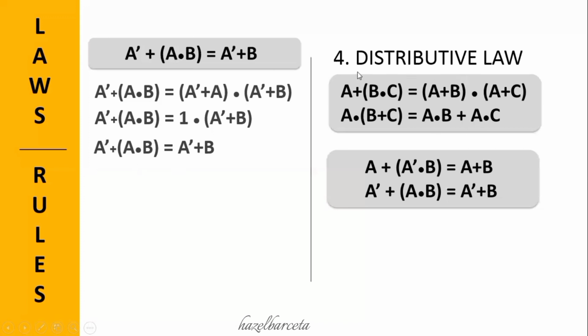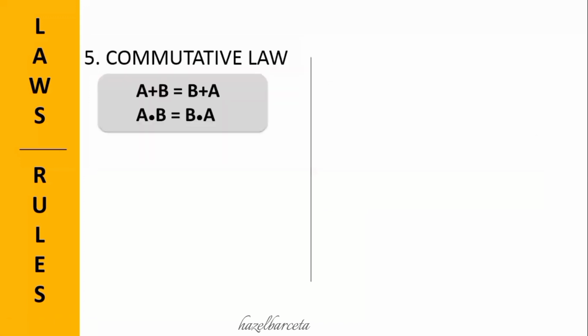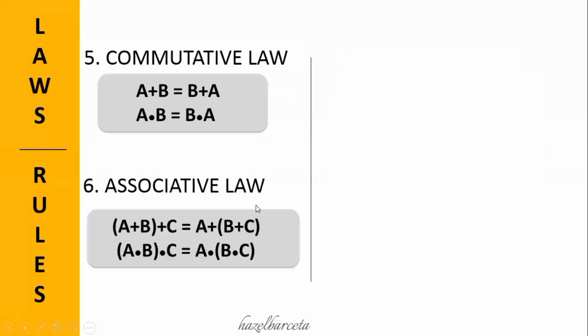So, okay. We have 4 in distributive law. Okay. Chill muna tayo. Dito, nasa dugo nyo na po ito, commutative law. A plus B is equal to B plus A, A times B is equal to B times A. Very good. So, kabisado nyo na po yan. The associative as well. The quantity of A plus B plus C is equal to A plus the quantity of B plus C.